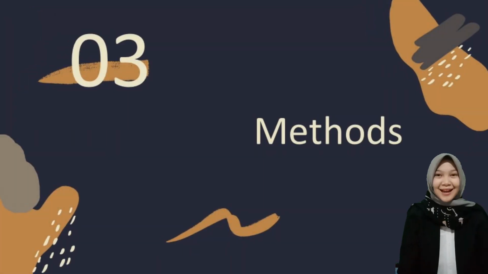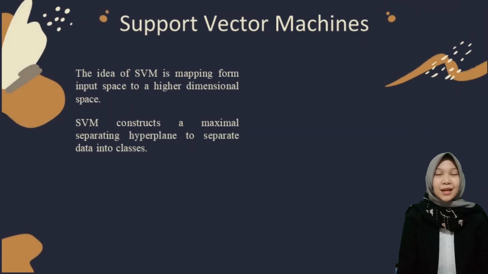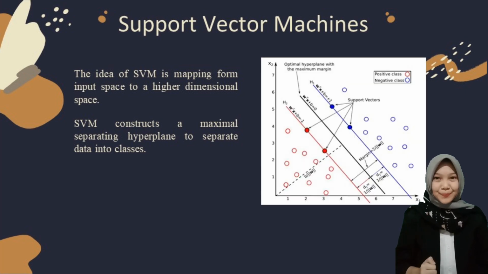Methods. I would like to start with general information about Support Vector Machine. The Support Vector Machine idea is mapping from input space to a higher dimensional space. SVM constructs a maximal margin hyperplane to separate data into classes. And this is the illustration. Now we will take a look at the details of the illustration.